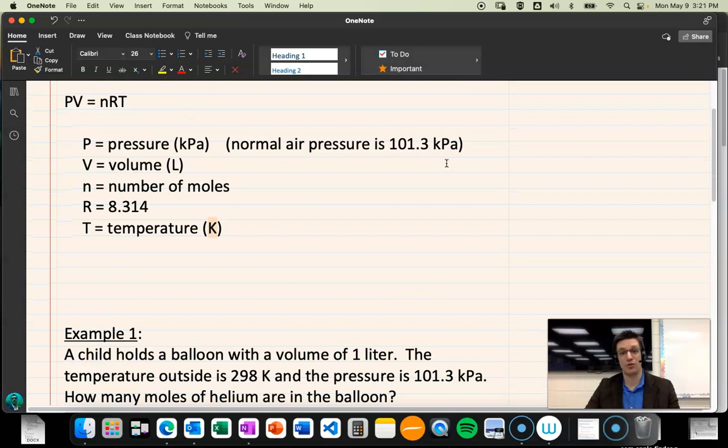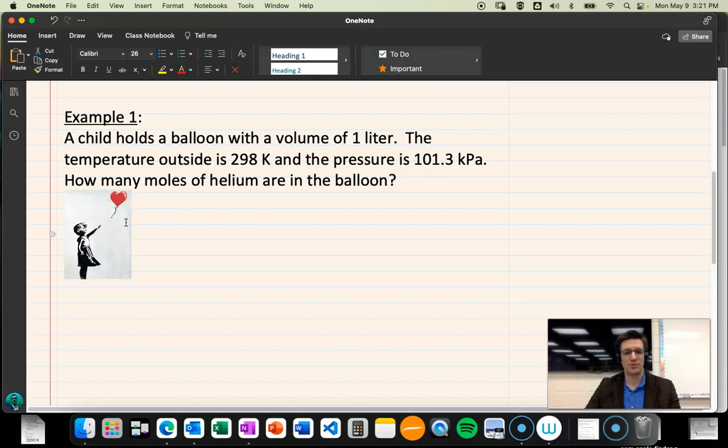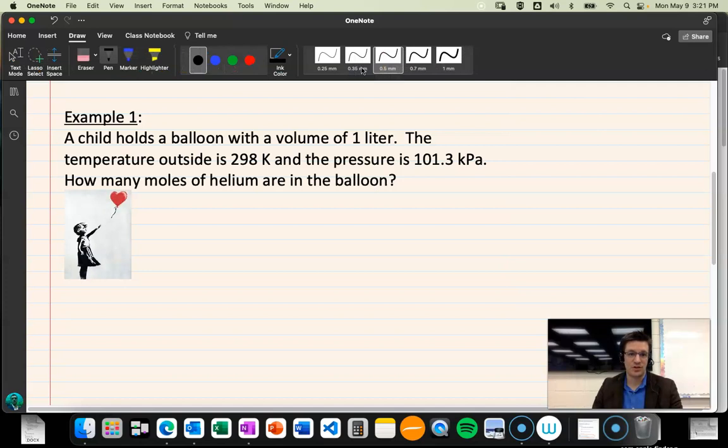The normal atmospheric pressure. So this is a helium balloon, and we want to know how much helium is in that balloon. If you have a volume of 1 liter, how many moles of helium end up in that balloon? Well, step 1 to solving any equation is to write down the equation. So every time you do a problem, I want you to write this down: PV equals nRT, okay?